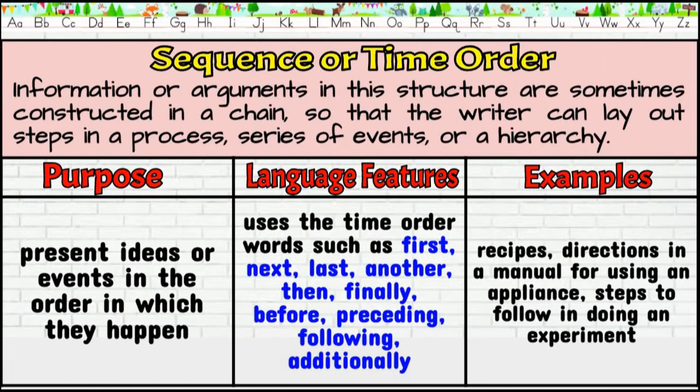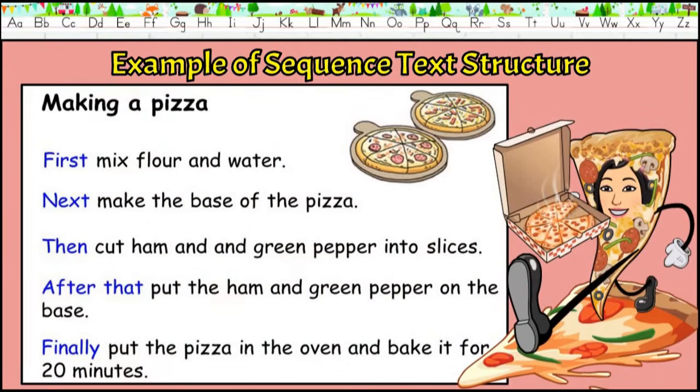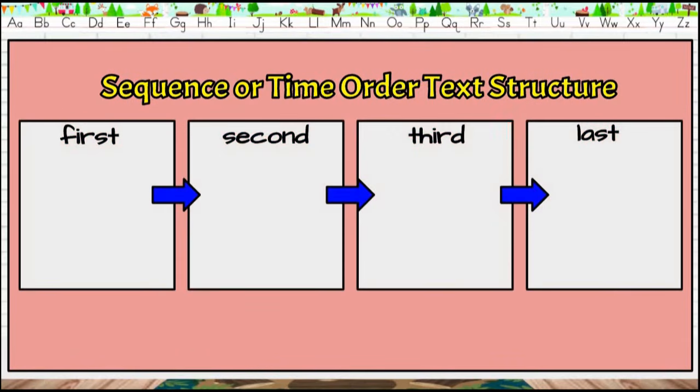Examples are recipes, directions in a manual for using an appliance, a timeline for product development, steps to follow in doing an experiment. Here is an example of a sequence or time order text structure. In this example, we can read the steps in making a pizza. The writer uses some keywords such as first, then, and finally. This graphic organizer can be used in writing or analyzing a sequence or time order text structure.